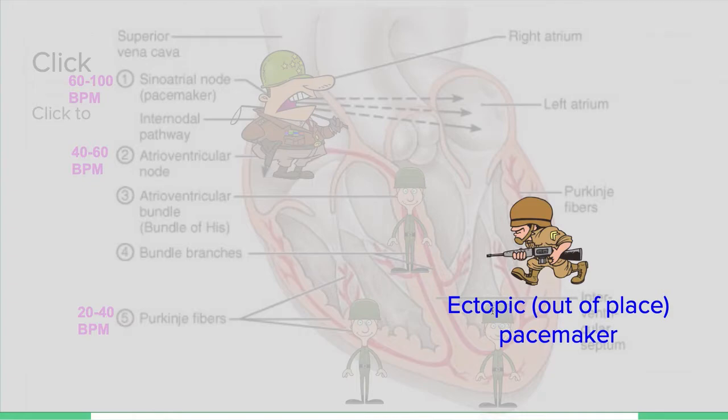And so this is what's known as an ectopic pacemaker. Ectopic just means out of place or not where it should be. You might have heard of the term ectopic pregnancy, where the embryo implants in a place where it shouldn't be. So an ectopic pacemaker is someone trying to set the pace, usually faster than what the SA node is. So we kind of have this pacemaker that is not the SA node.